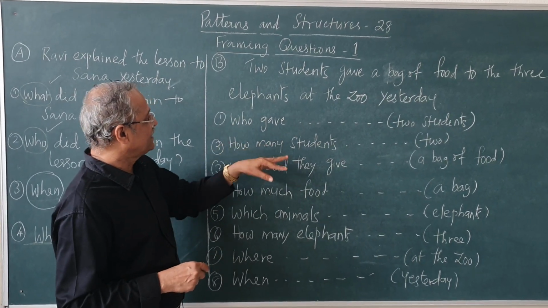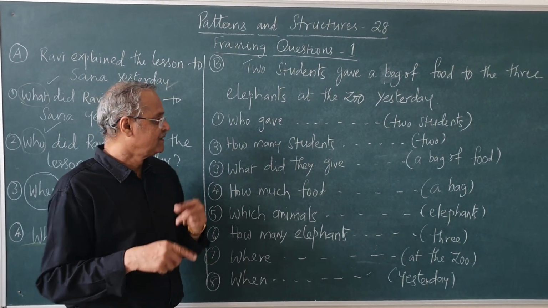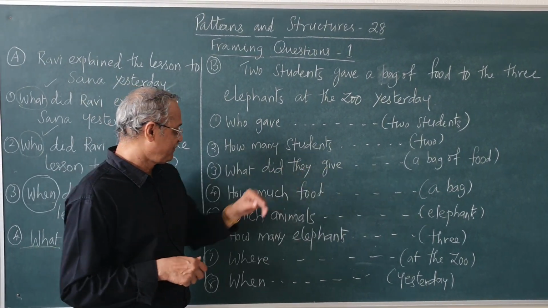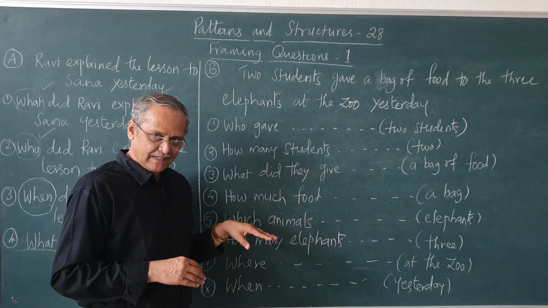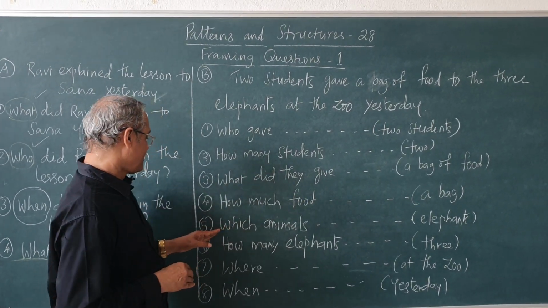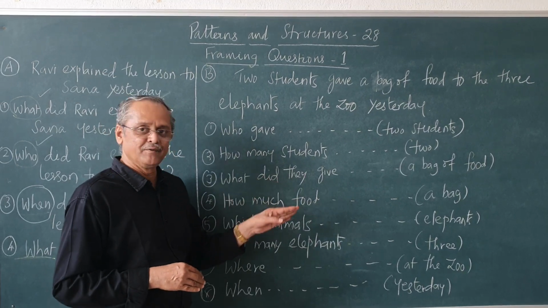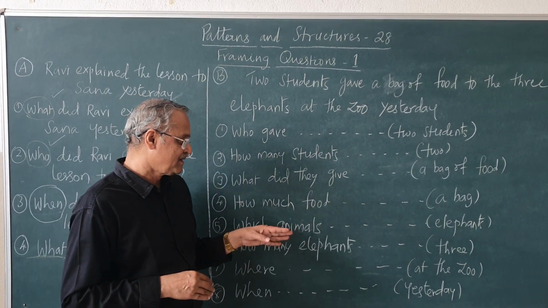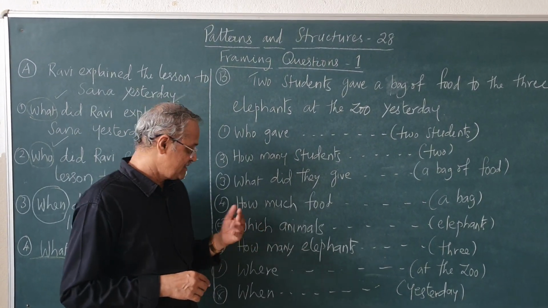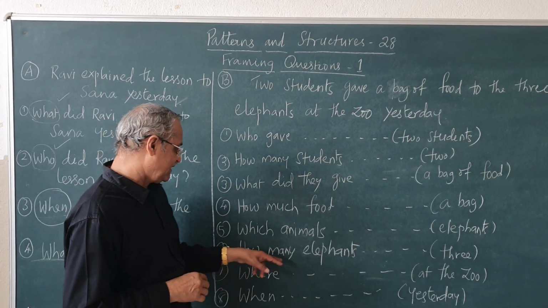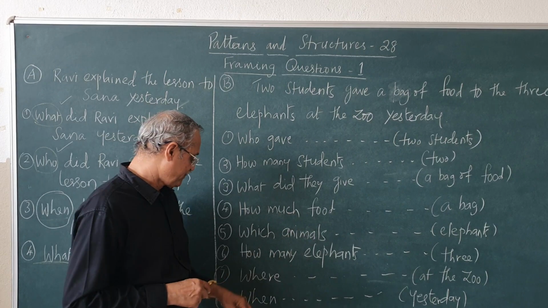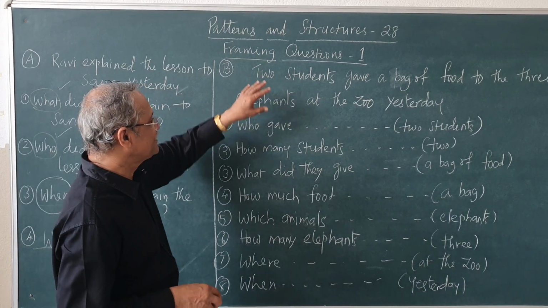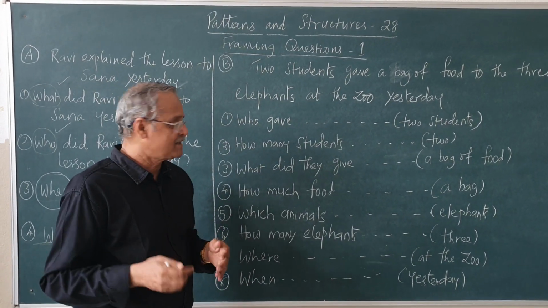Then, how many students gave the food to the elephants? 2. What did they give to the elephants? A bag of food. How much food did they give to the elephants? A bag. Which animals did they give the food to? The elephants. How many elephants did they give food to? 3 elephants. Where did they give the food to the elephants? At the zoo. When did they give the food to the elephants? Yesterday. So, you see from this sentence you can ask children to frame as many questions as possible like this.